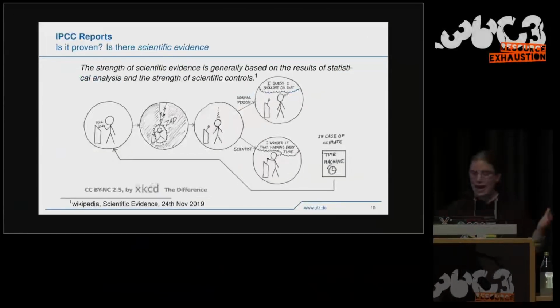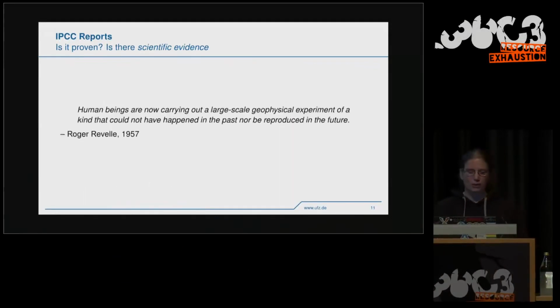But the problem is we only have one Earth. We cannot do this experiment very often, except if we had a time machine. Then we could go back. But we haven't, so we shouldn't do that experiment. And that's something scientists said long ago, in 1957: Human beings are now carrying out a large-scale geophysical experiment of a kind that could not have happened in the past, nor be reproduced in the future.